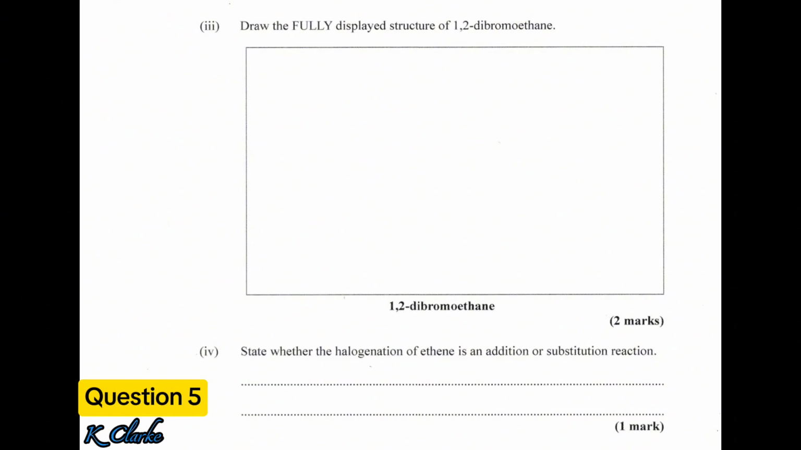Part 3. Draw the fully displayed structure of 1,2-dibromoethane. First, draw 2 carbons single bonded to each other, and each carbon should have 4 single bonds.